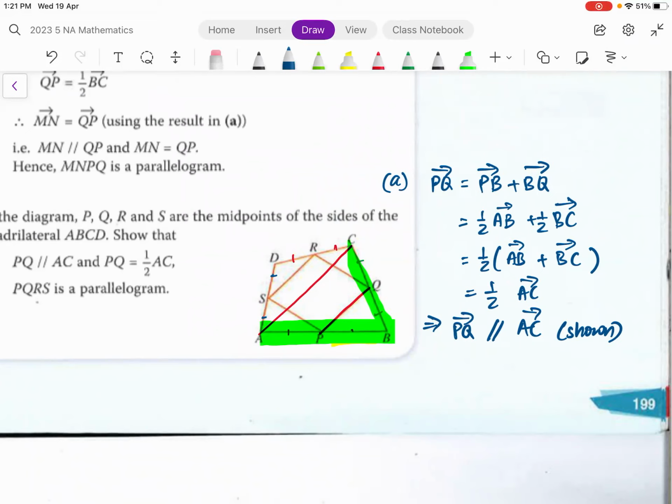Just like any of our diagrams that you have been working on before this year, before vectors. PQRS is a parallelogram, the length PQ, no arrow, so talking about length. In this case, magnitude. So next one, part B, show that PQRS is a parallelogram. Okay, so to show that PQRS is a parallelogram, what is our strategy?